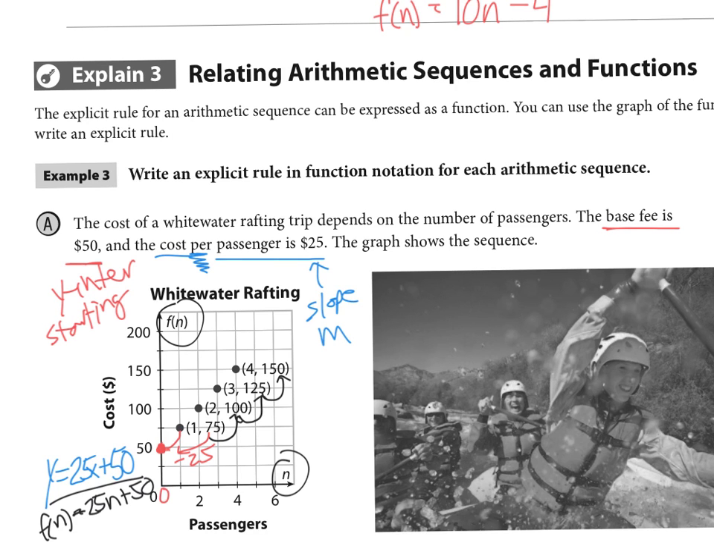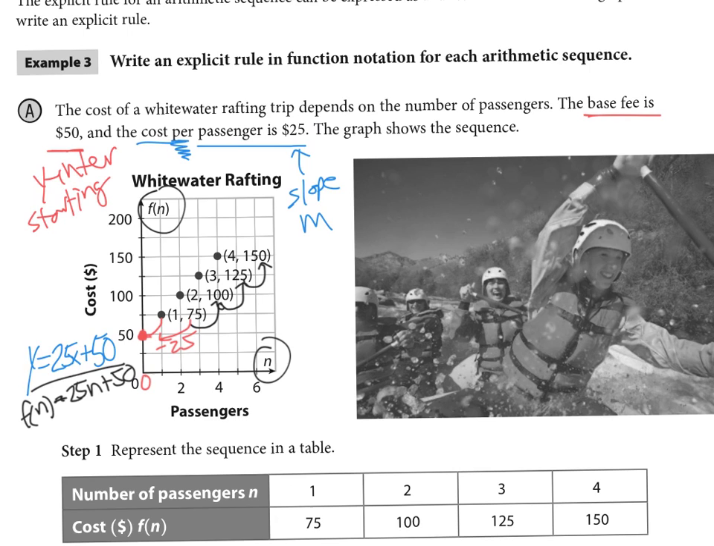Now, what we've not done is we've not written a recursive rule. But again, the recursive rule is very easy. f of n equals f of n minus 1, and then what's happening every time? We are adding how much? 25, and there's your recursive rule.